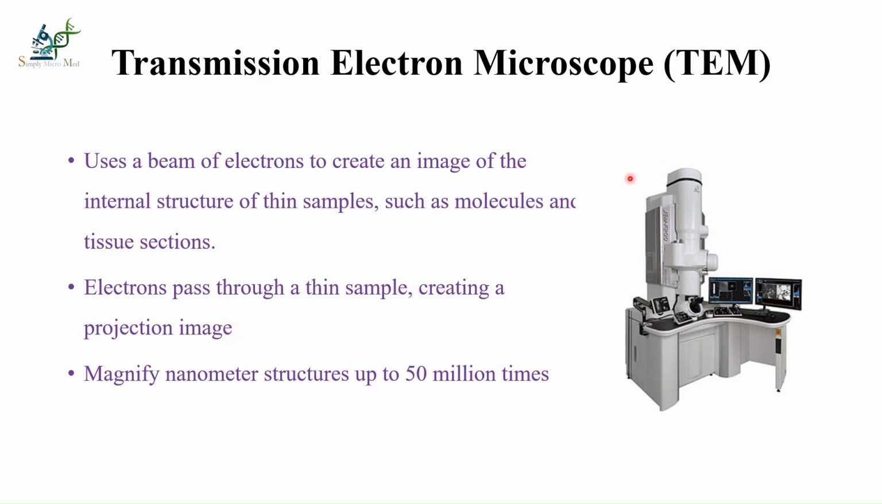Here you can see this is the transmission electron microscope column or chamber or tube, and after that the projected image can be observed in this computer. And the transmission electron microscope can magnify nanometer structures up to 50 million times when comparing to the other microscope.